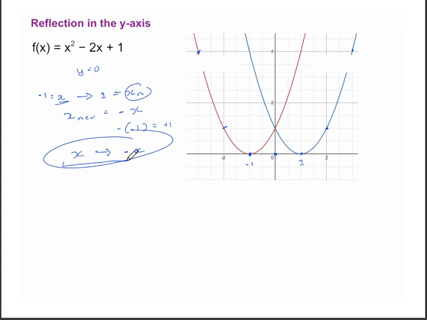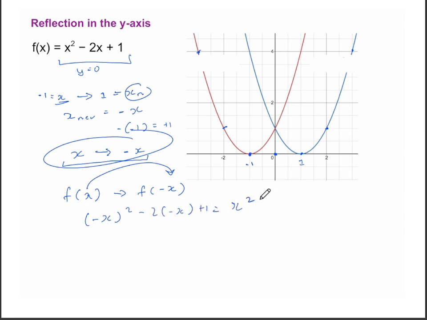So this is what happens when you are reflecting along the y-axis, meaning f of x will just become f of negative x. And as per this, remember your x's are all turning to negative x's. So negative x squared minus 2 times negative x plus 1, which is just going to be again x squared plus 2x plus 1.